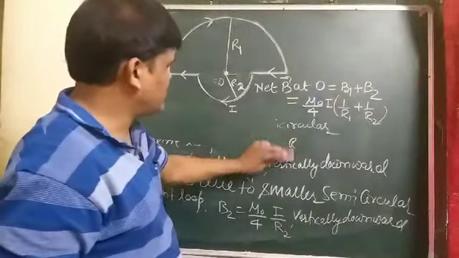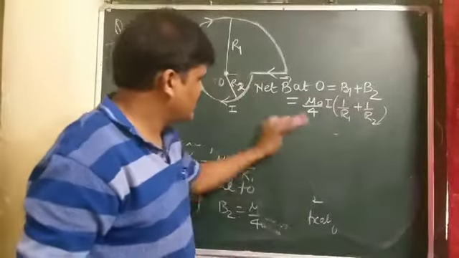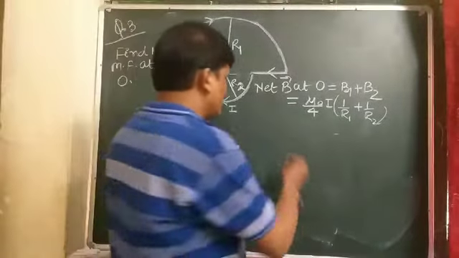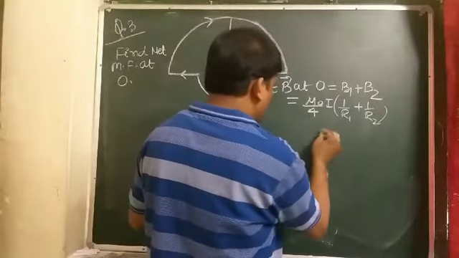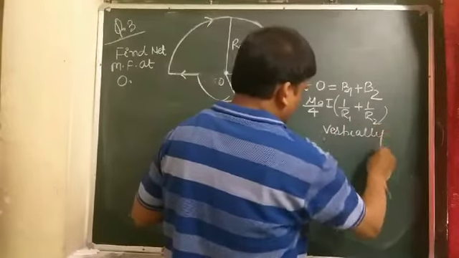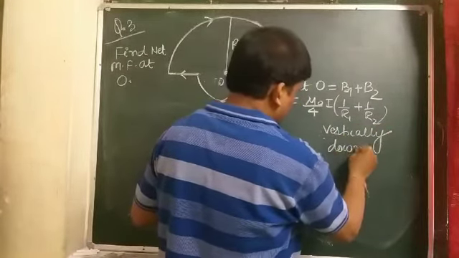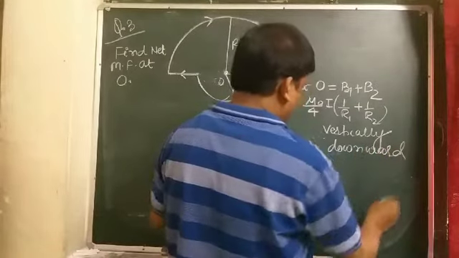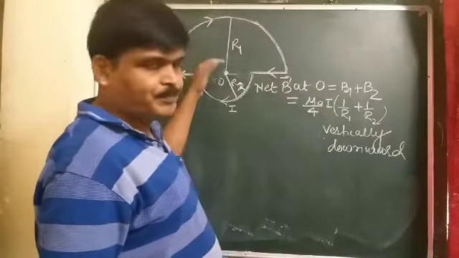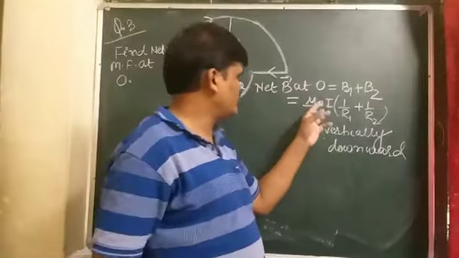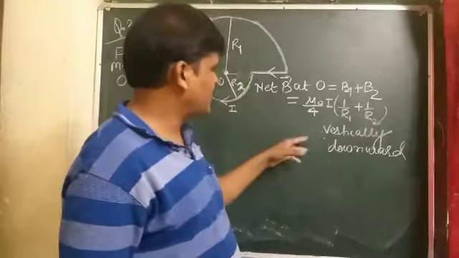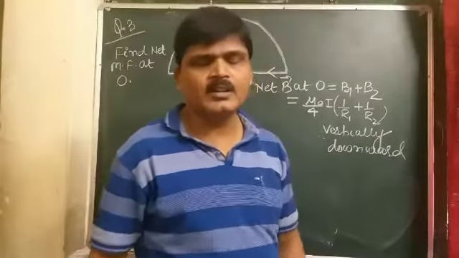And what is the direction of the net magnetic field? The direction of the net magnetic field is also vertically downward, or normally inward. So the net magnetic field at O due to this diagram comes out to be mu naught I by 4 in bracket 1 upon R1 plus 1 upon R2, and the direction of the net magnetic field is vertically downward.